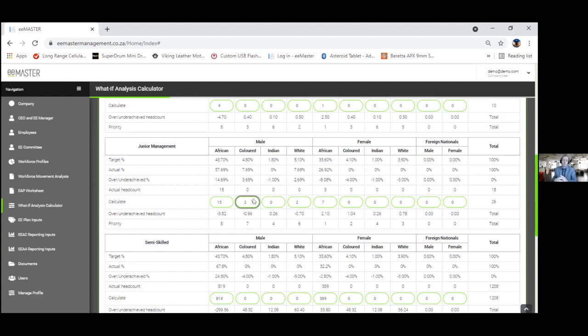Okay, so what we have started advising companies throughout South Africa is, when you look at your priorities, let's assume it is a white male for this example. Remember, designated employees are all your African males and females, colored males and females, Indian males and females. White females are included as being designated employees as per the current legislation.